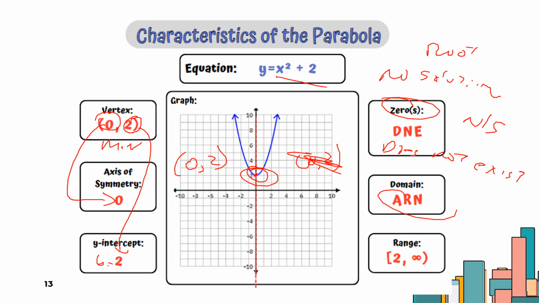We can put any number into a quadratic, so your domain is always going to be ARN, all real numbers. In your range, our output, our answers have got to be 2 or bigger. So once again, we have that bracket followed by parentheses. Your first number here is always going to be your smallest or largest number. And then next to it, unless we put limits on it, is going to be infinity.